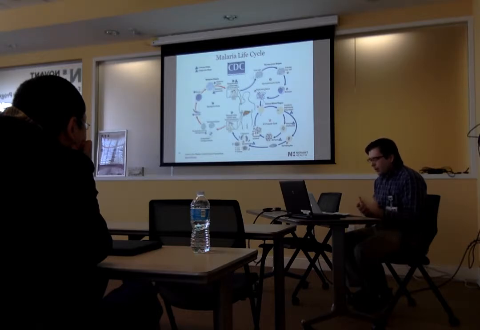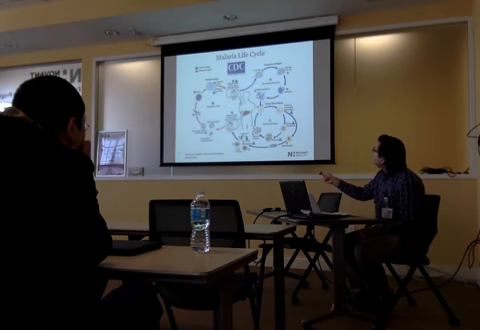The male form of the gametes will seek out the female form, and then within 12 to 24 hours, the resulting zygote develops into a motile invasive stage, which is going to traverse into the mid-epithelium of the mosquito itself. After that, they do another asexual replication called sporogony, which culminates in the production of several thousand sporozoites, which takes us back to the infection of humans.